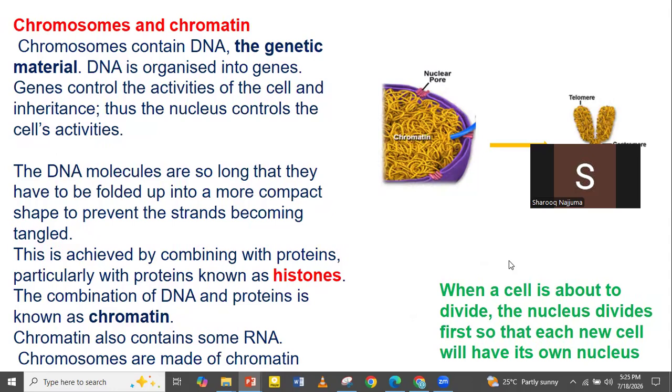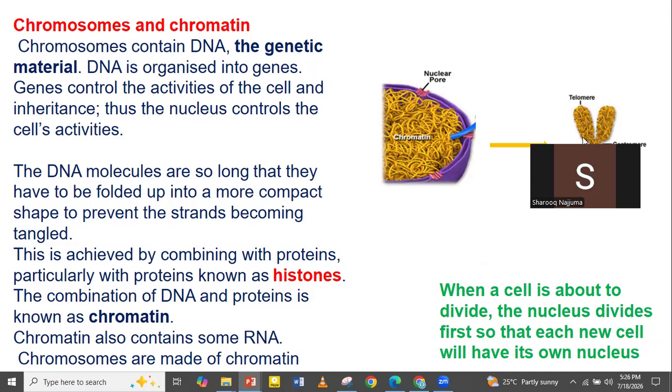So a nucleus contains DNA, and DNA can be organized into chromosomes. So DNA can exist in two forms. It can exist as chromatin. In this picture, when you look at chromatin, chromatin is loosely coiled DNA. You can see here it's thread-like and not so much organized.